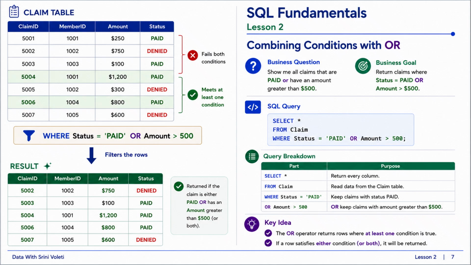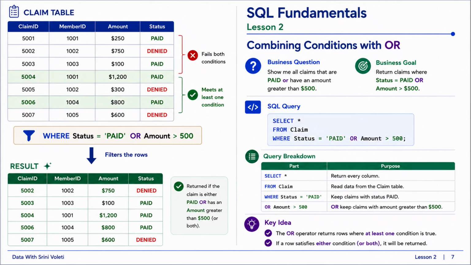Now let us look at the SQL statement. Select star, meaning all columns, from claim where status is equal to paid or amount is greater than 500. The where clause contains two separate conditions. The first condition searches for claims whose status is paid. The second searches for claims with amount greater than 500.